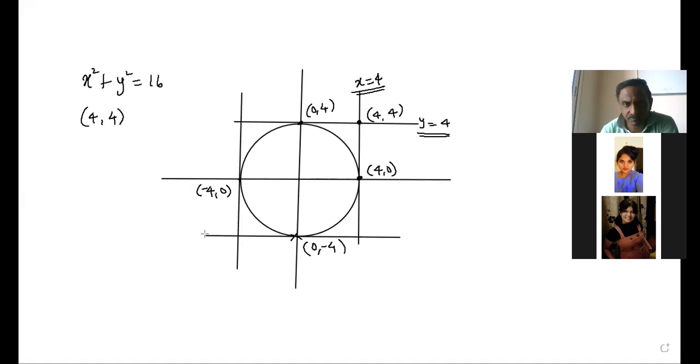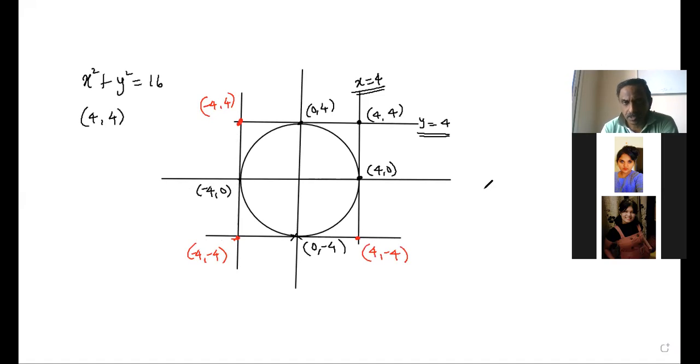Just look at this. I hope all of you are making the diagram. Yes, minus 4, comma 4. And here will be minus 4, minus 4. And here will be 4, minus 4.